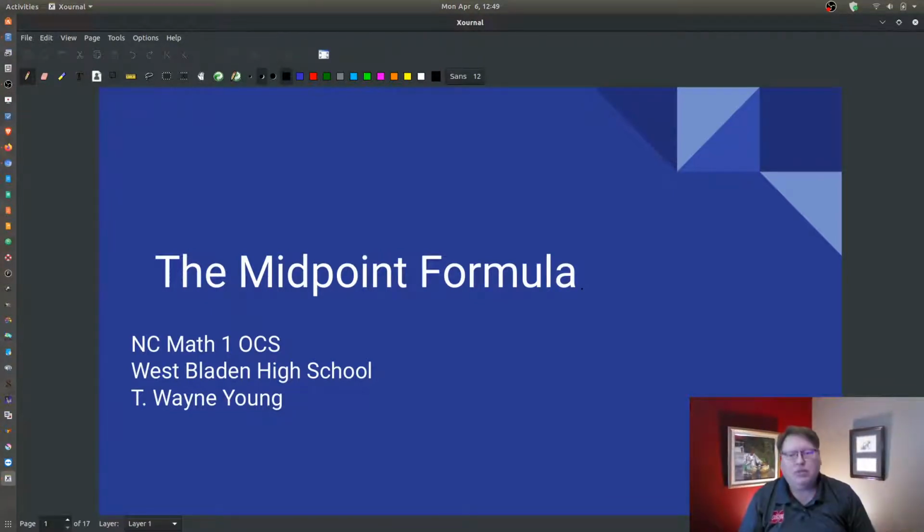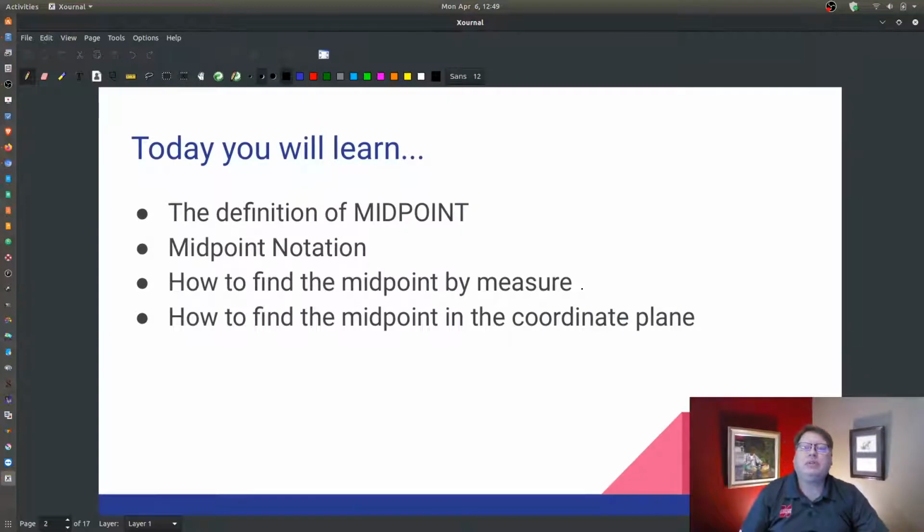So anyways, on the midpoint formula, we want to talk about the definition of midpoint and also its notation, and how to find the midpoint by measure. If you're in the coordinate plane and you have horizontal or vertical segments, those are a little bit easier to calculate. And also, how do you find the midpoint in the coordinate plane, assuming you don't have a horizontal or vertical segment? There's ways to handle that also.